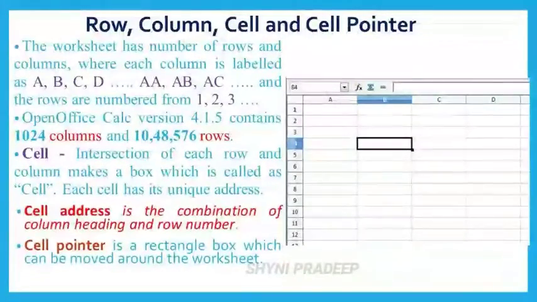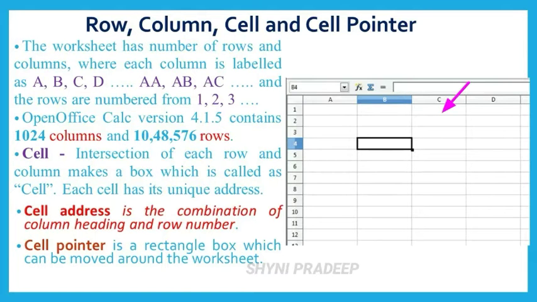Okay. Next topic is row, column, cell and cell pointer. The worksheet has a number of rows and columns where each column is labeled as A, B, C, D and AA, AB, AC, etc. And the rows are numbered 1, 2, 3, 4, 5, 6, etc. OpenOffice Calc version 4.1.5 contains 1024 columns and 1048576 rows. And a cell is nothing but the intersection of each row and column that makes a box. That is called a cell. Which means this is one cell, this is another cell, this is another cell.